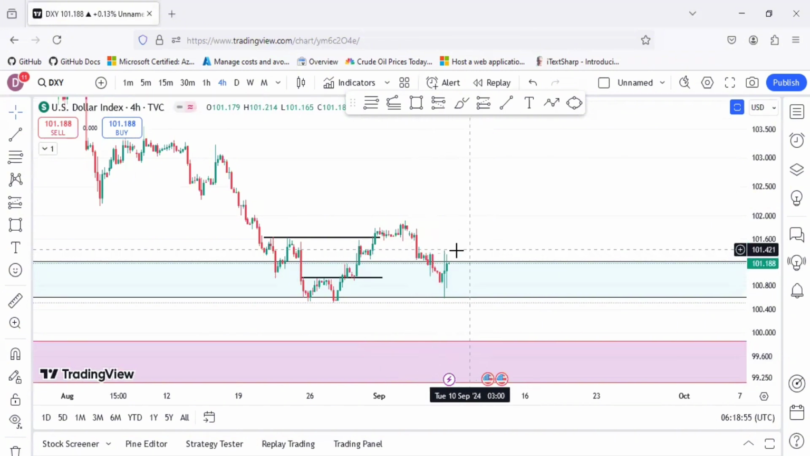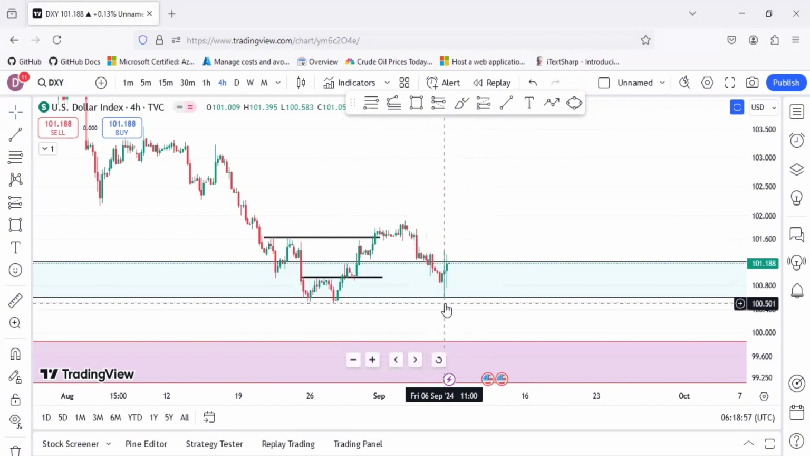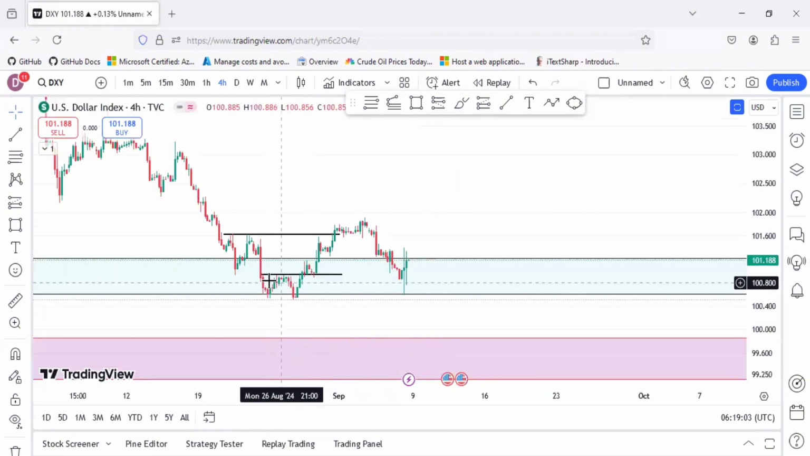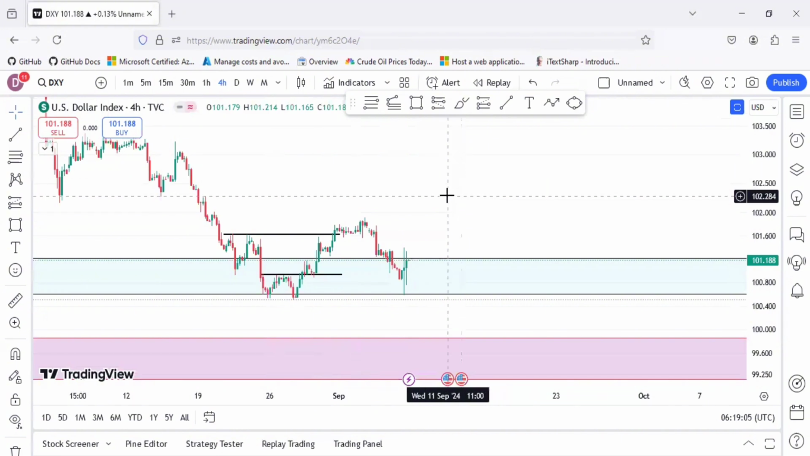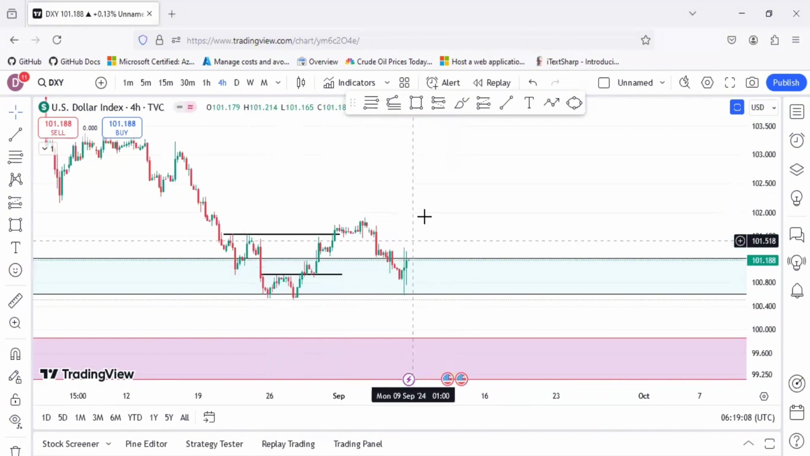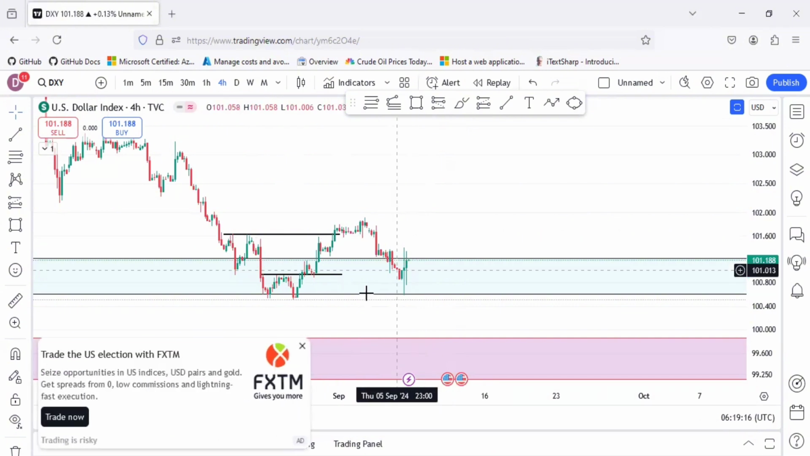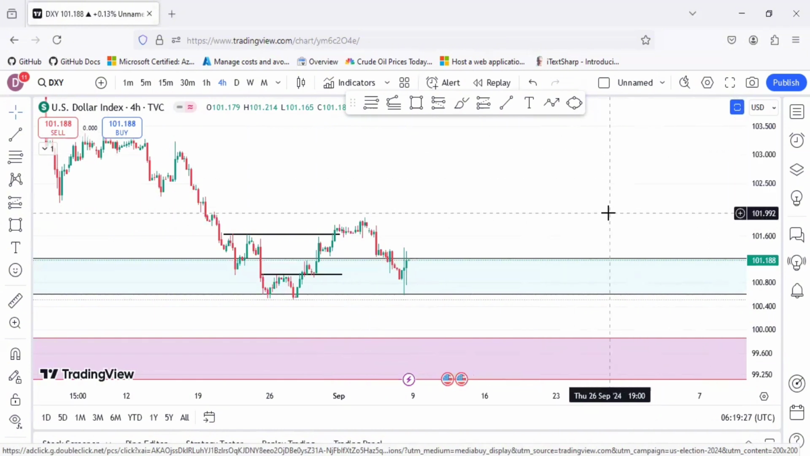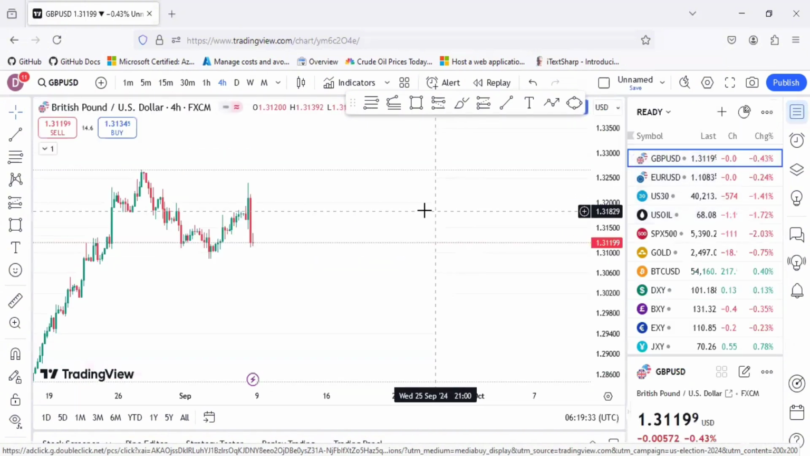And if there is any failure here, that means we're going to break this particular level and then go down. But for the coming weeks, what I'll be looking out for is bullish on DXY. If DXY is bullish for the coming weeks, that means all the USD pairs like GBP USD and Euro USD will be bearish, while USD JPY, USD CAD and so on will be bullish. So now let's check out what we'll get on GBP USD and Euro USD.